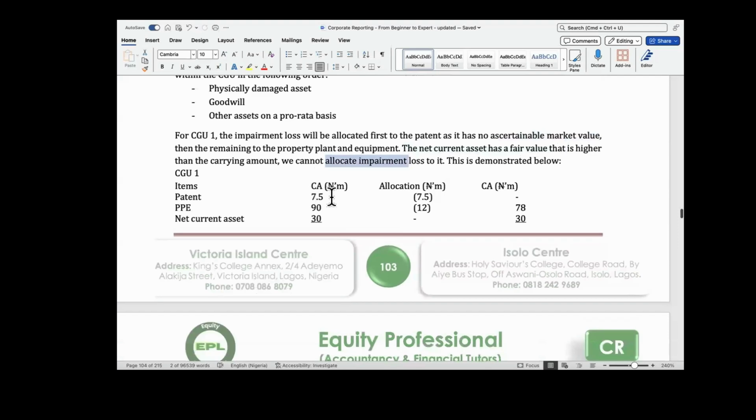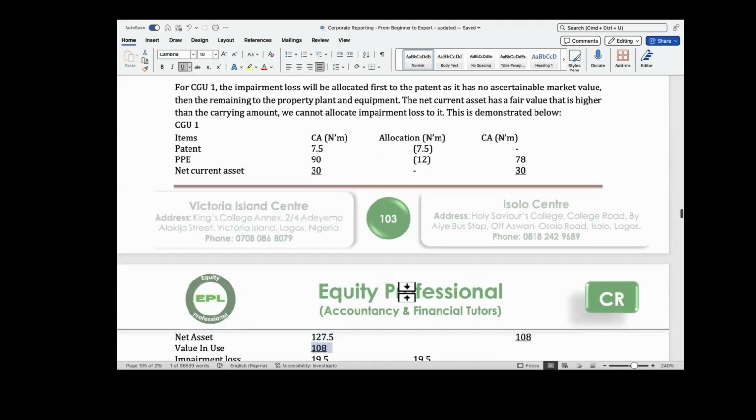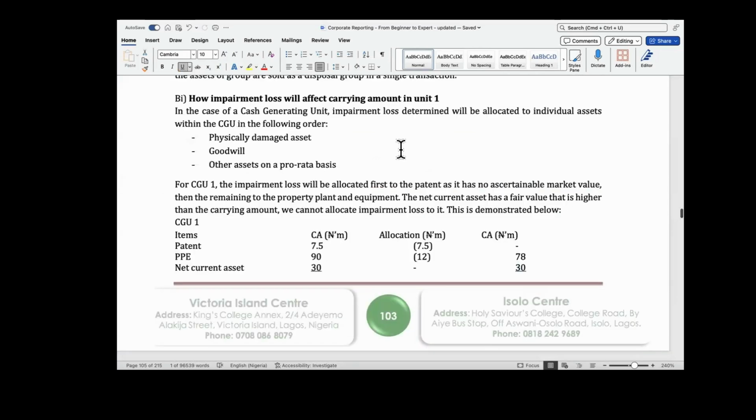So the patent received 7.5, then the remaining went to the PP, which brought it down to 78. We didn't allocate to the net current asset, so it still remains at its original value. And that was it. This is how we got the impairment loss, the carrying amount minus the value in use. And that's how we would allocate the impairment loss to CGU 1.